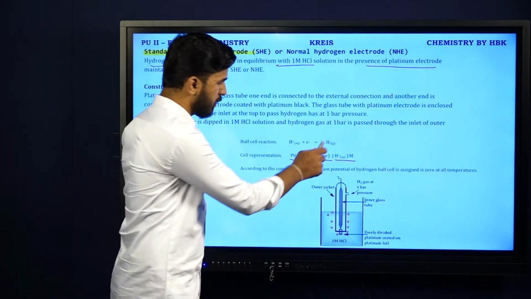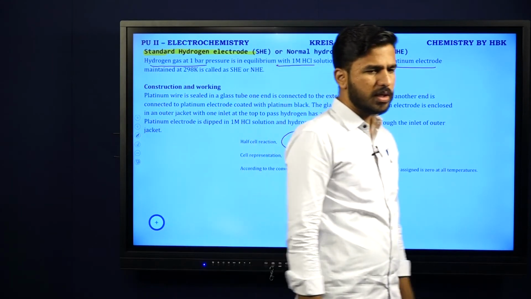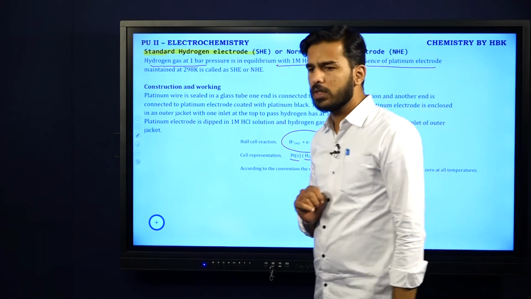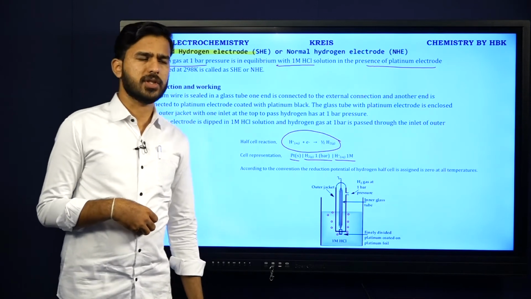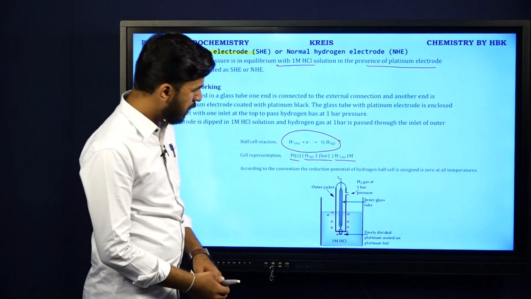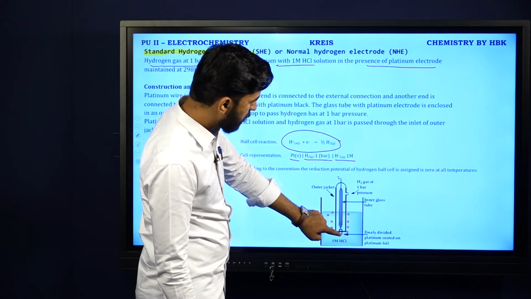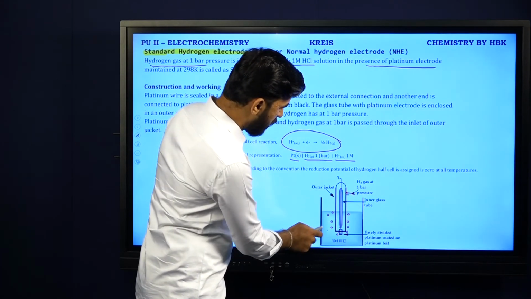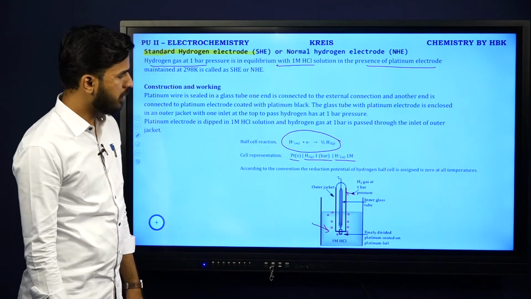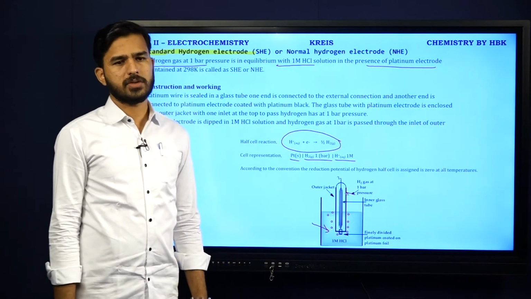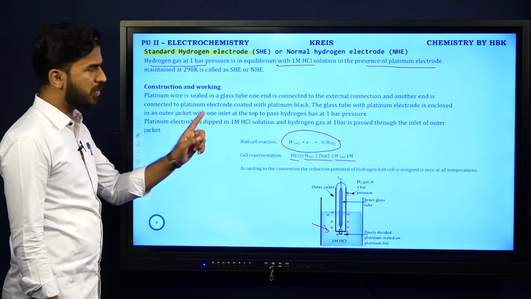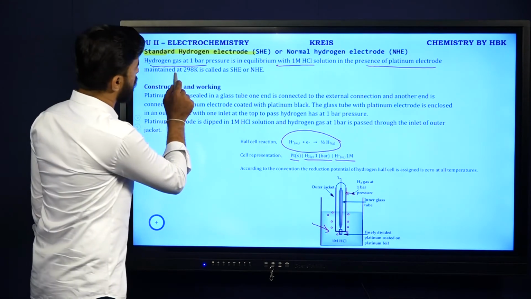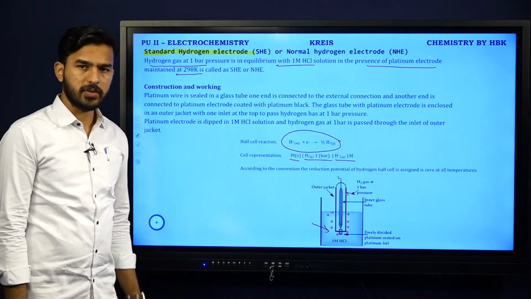So note the cell reaction. Here they may ask: explain the construction and working of the standard hydrogen electrode, or write the cell reaction and cell representation of the standard hydrogen electrode, or draw a neat labelled diagram of it. So this is the standard hydrogen electrode. You will note finely divided platinum. Here you can observe the inner glass tube, hydrogen gas is passed, and here is 1 molar HCl solution. This simple diagram represents the standard hydrogen electrode: hydrogen gas at 1 bar pressure in equilibrium with 1 molar HCl solution in the presence of a platinum electrode at 298 Kelvin.